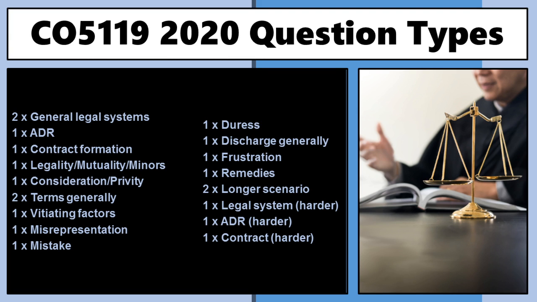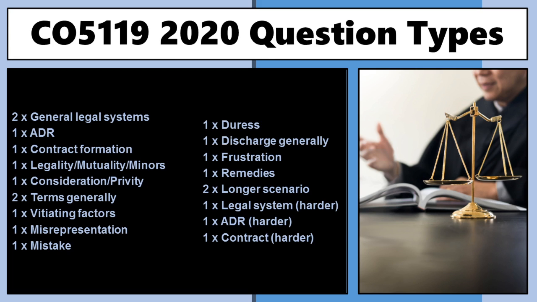Then we're going to look at vitiating factors generally. There's one general question on vitiating factors. So this could be from any of them: misrepresentation, mistake, duress, unconscionable transactions, undue influence, and illegality. This is the area of contract law where on the face of it there's a valid contract but there's some form of defect in it. So this vitiating factors question is going to be general. It's going to ask you to examine a particular concept and answer on that.